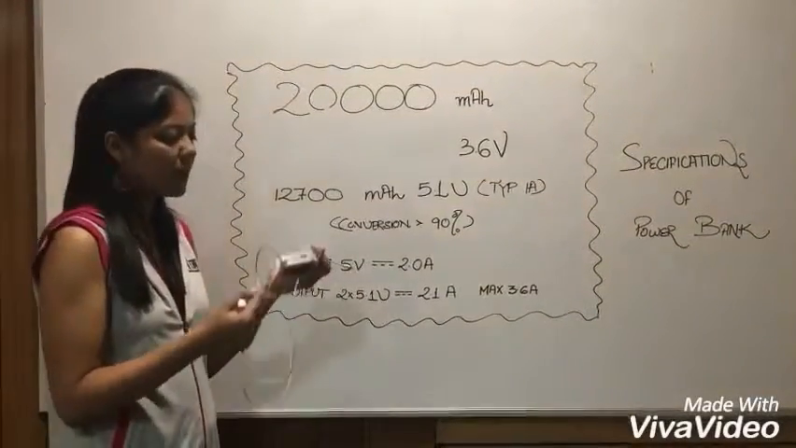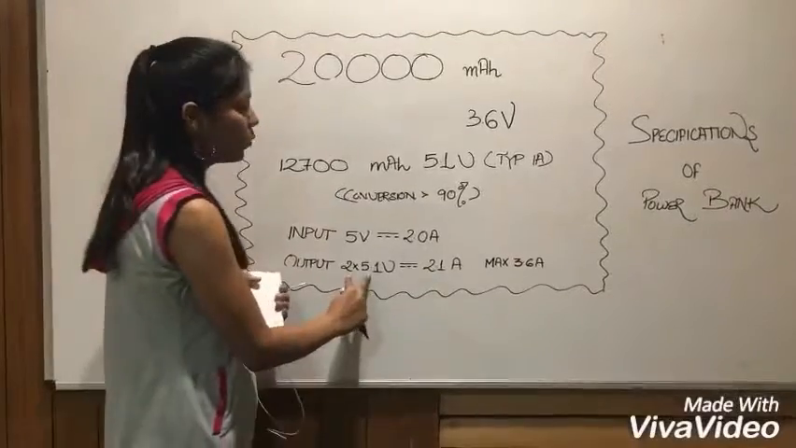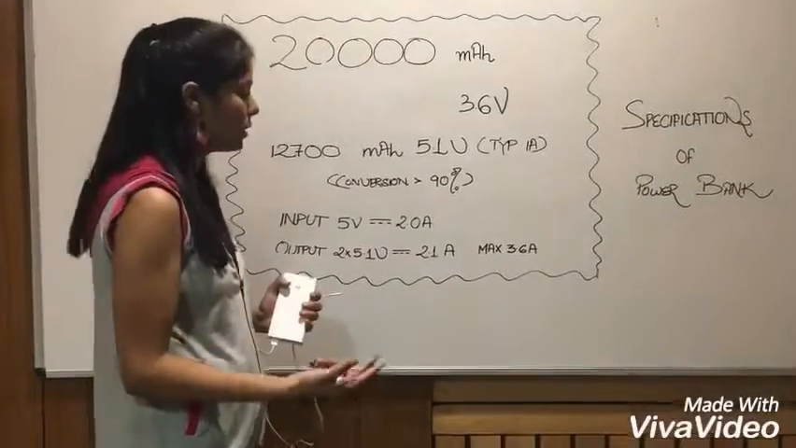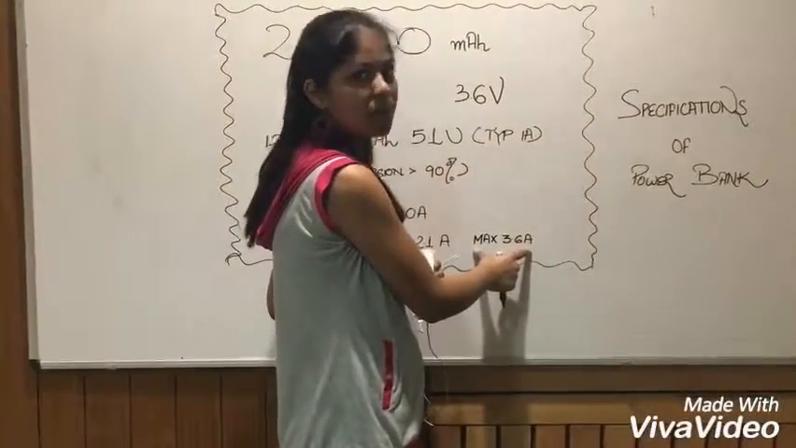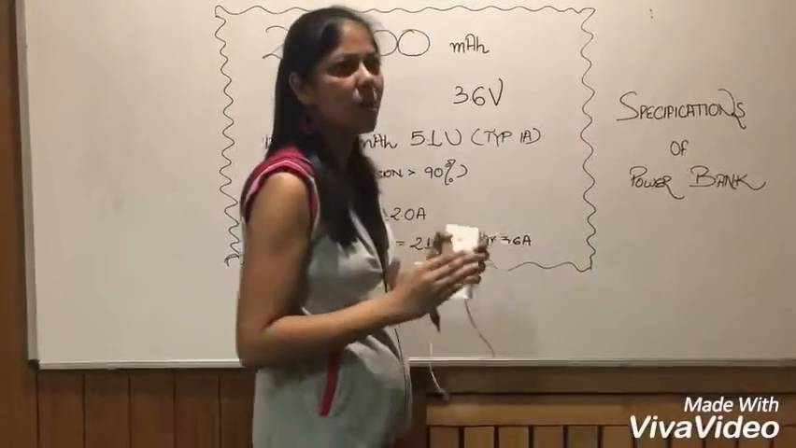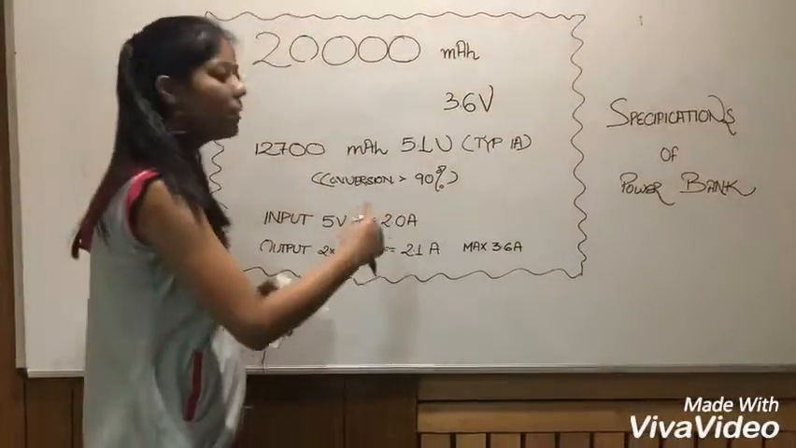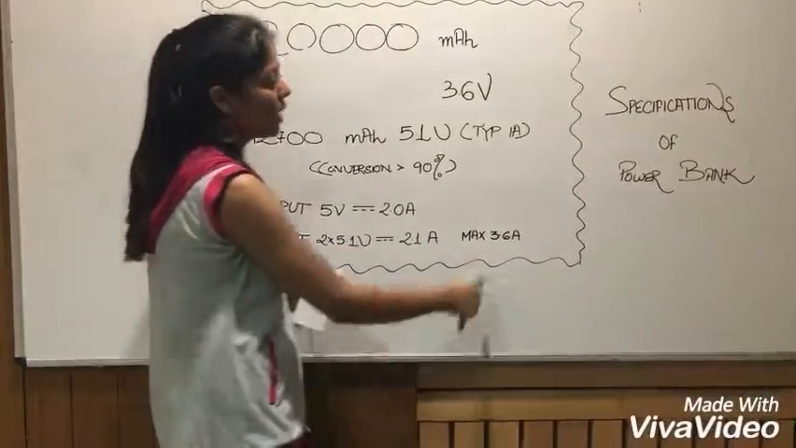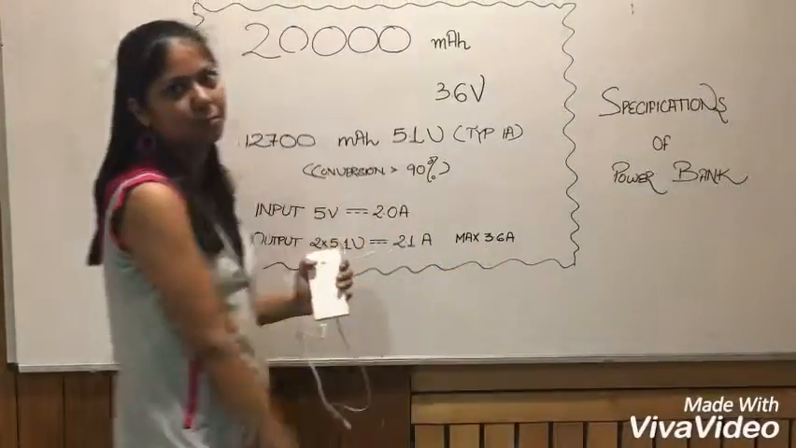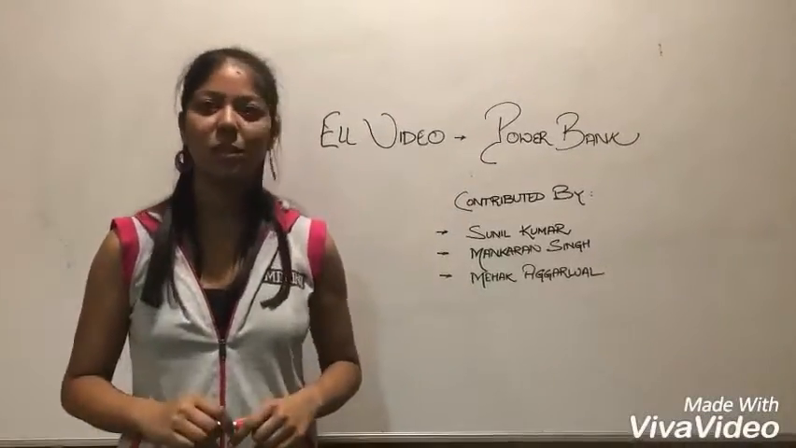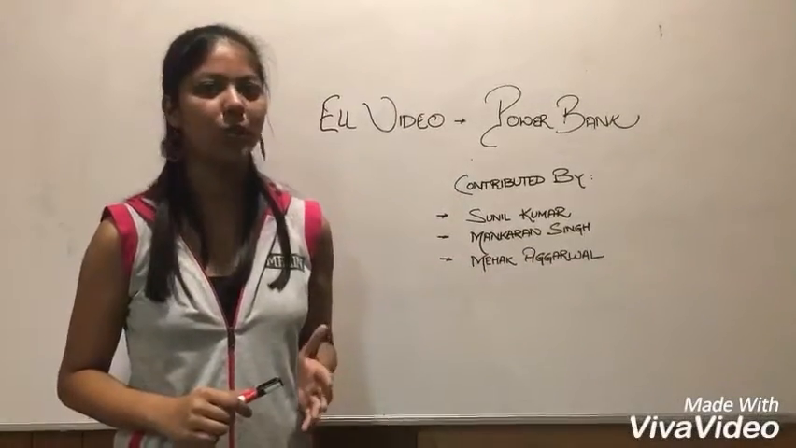This particular power bank contains 2 sockets, thus the voltage should ideally be 10.2 volts. Here the maximum value given is 3.6 amperes. Due to some changes in the internal configuration, the current can obviously vary, which can take up a maximum value of 3.6 amperes. I hope you understood the basic working of a power bank through this video.